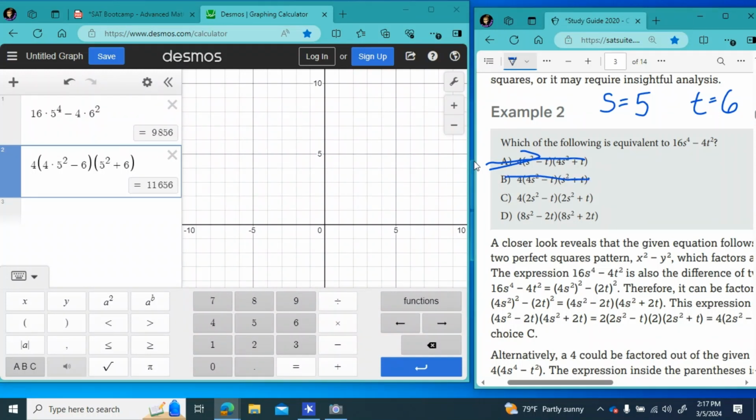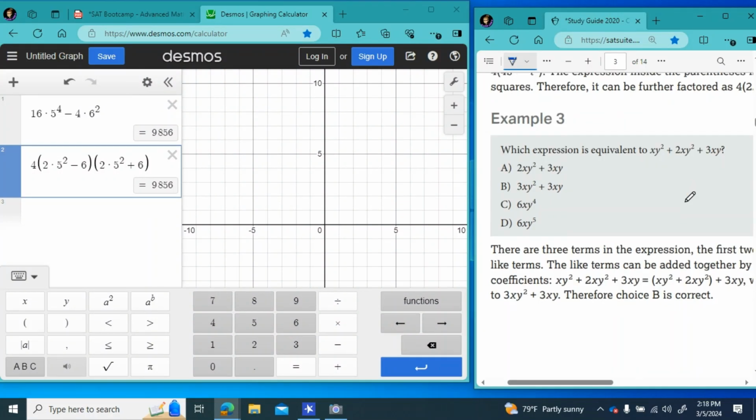And then answer choice C has most things the same, but this number's changed to a 2. And this is 2 times S. And look what happens when I try answer choice C. I got the same number for both. So I can box this up, and I know that's my answer, and move on to the next question.